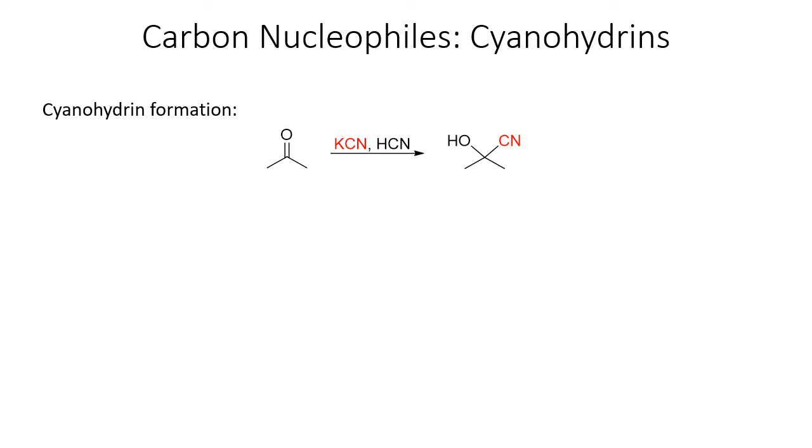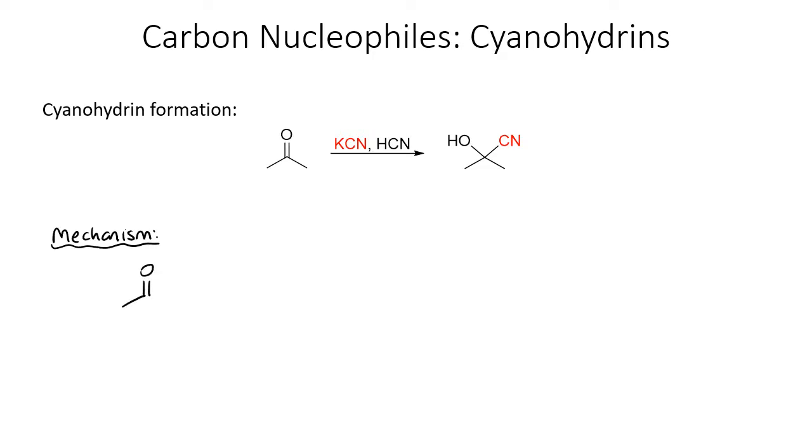Carbons can also act as nucleophiles with cyanohydrin formation. With cyanohydrins, we start with an aldehyde or ketone, and we treat it with potassium cyanide and HCN. Ultimately, we're going to create a product that has a cyano group as well as an alcohol, and this functional group is known as a cyanohydrin. Now, the mechanism is going to be very similar to the types of mechanisms we've seen so far.